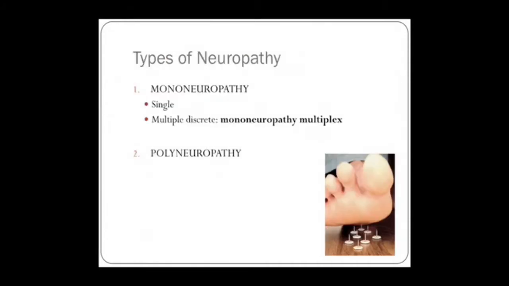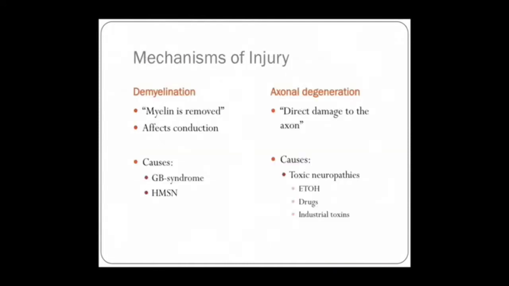So, very broadly, you get mononeuropathies and you get polyneuropathies. Mono, obviously, one, poly, lots. However, you can also get a rather paradoxical thing called mononeuropathy multiplex, where you get lots and lots of single nerve lesions. So lots and lots of mononeuropathies is mononeuropathy multiplex. That's just a very basic overview of the different types.